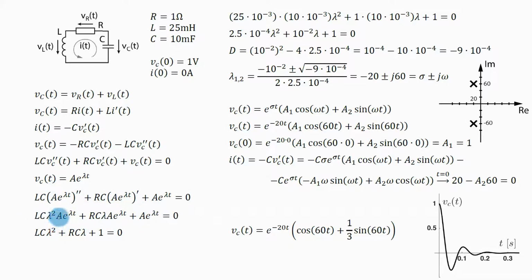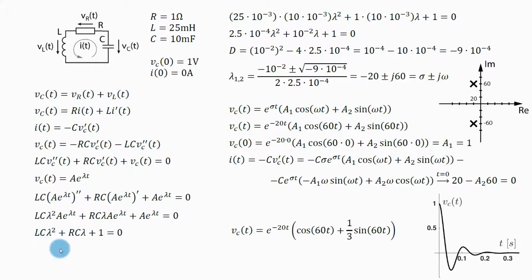Here I will cancel the A's and exponentials, and that will give me my characteristic equation. Or if you are already tired of this, you can just look at the differential equation and directly write: instead of the second derivative, I will write LC lambda squared, plus RC instead of the first derivative, lambda, plus, since here I do not have any derivative, I will just write this coefficient, which is 1 times lambda to the power of 0, which is 1. And that will give me this characteristic equation.